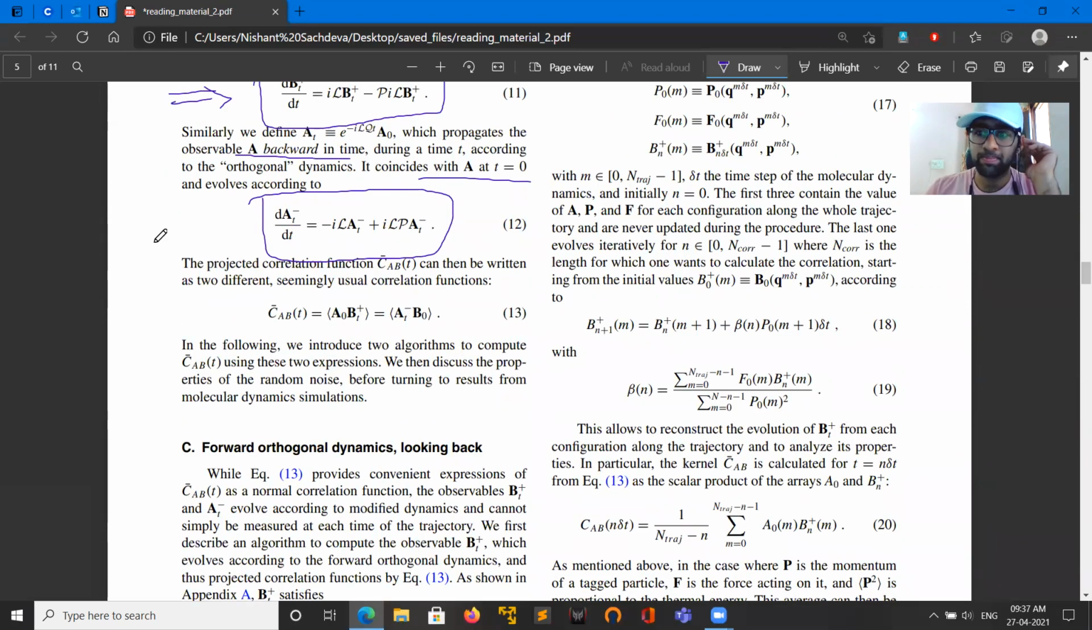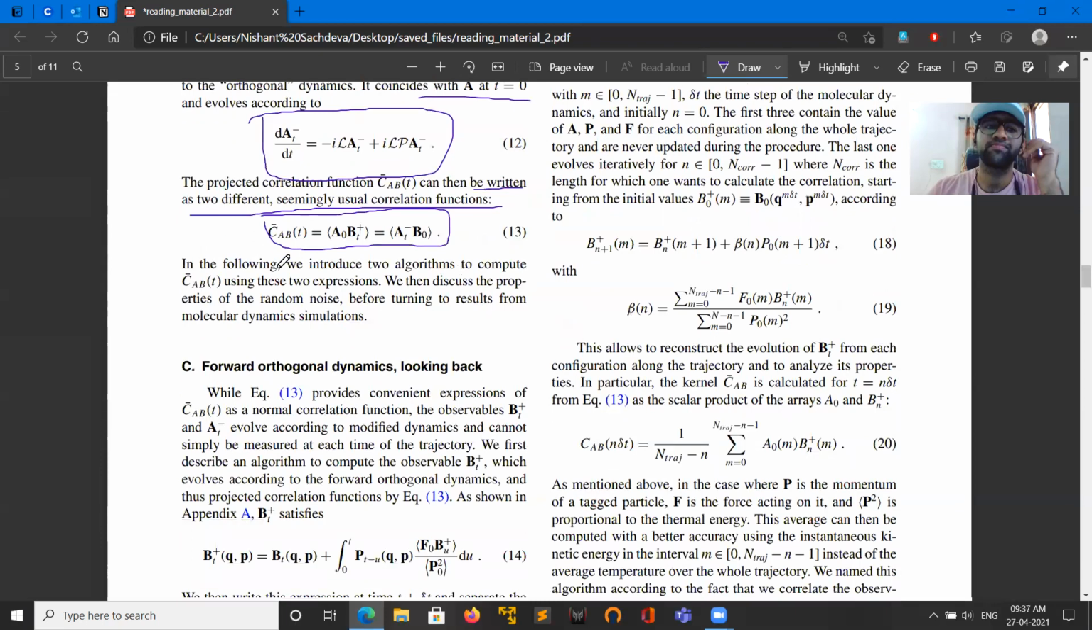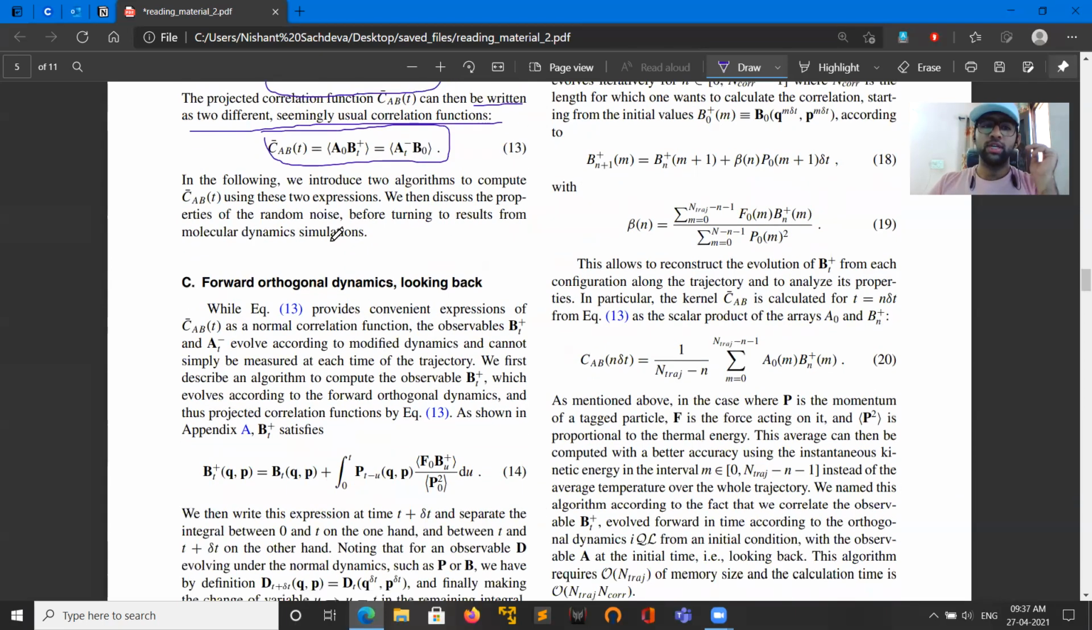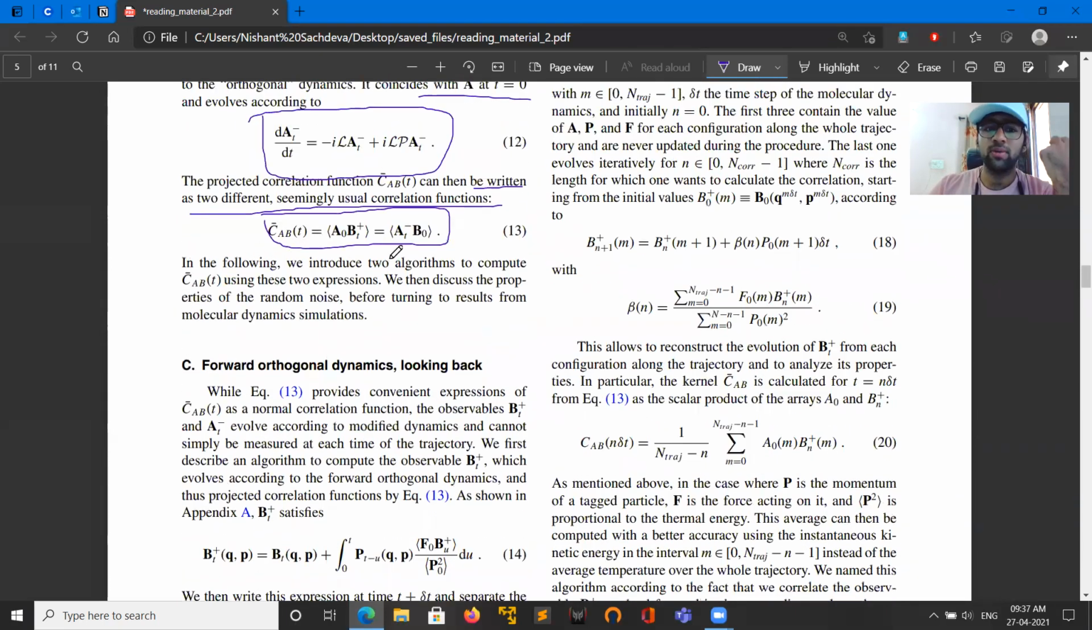So the projected correlation function CAB of t can then be written as two different seemingly usual correlation functions. We're just simplifying things now, which is actually good. So in the following portion we will introduce the two algorithms to compute CAB of t using these two expressions, 1 and 2. These are basically our two algorithms. We will then discuss the properties of the random noise before we turn to the results from molecular dynamics simulations.